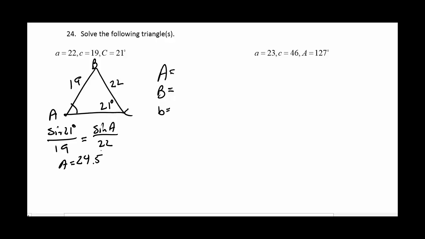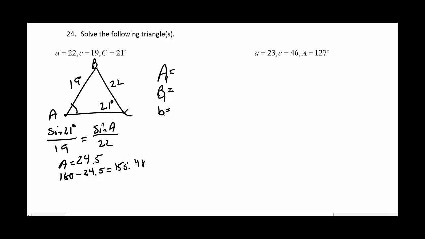Now, because I used the law of sines, I need to double check that its supplement also isn't a valid answer. So if I do 180 minus 24.5, I get 155.48. And so that's my next question then. Can 155 and 21 degrees coexist in this picture? And that's a big yes. If you add those two together, you get 176.